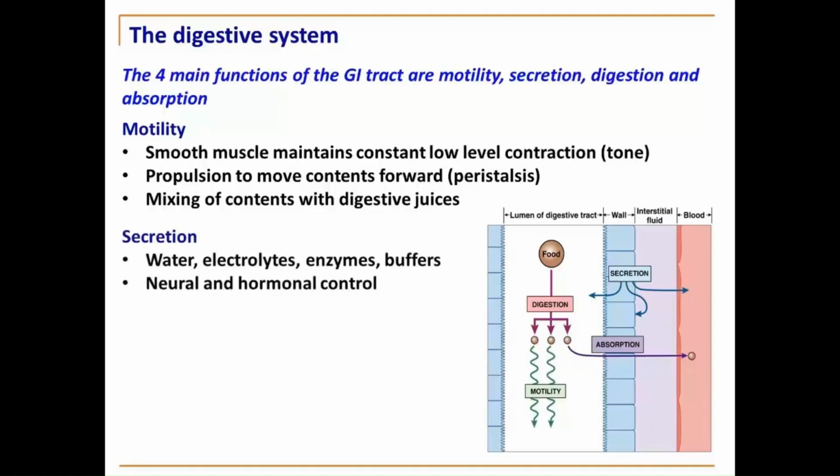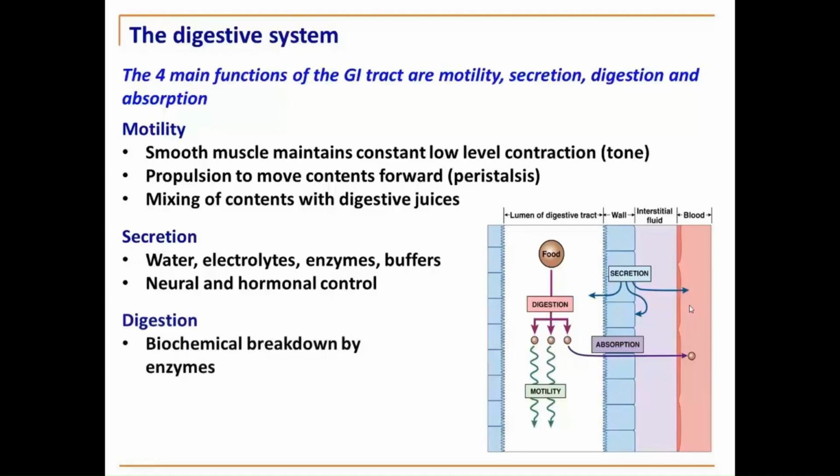We then have secretions. If we're looking at the diagram on the right-hand side, we started with motility, so the contractions of the smooth muscle to allow our food products to be mobilized and move through the GI tract. We're thinking about our secretions of electrolytes, enzymes, and buffers into the GI tract itself, but also from the epithelial cells into the interstitial fluid and then on into the blood. So, for example, when we absorb amino acids, they have to cross the cells through the interstitial fluid and enter the blood. Likewise, our glucose molecules, for example. And this is under neural and hormonal control.